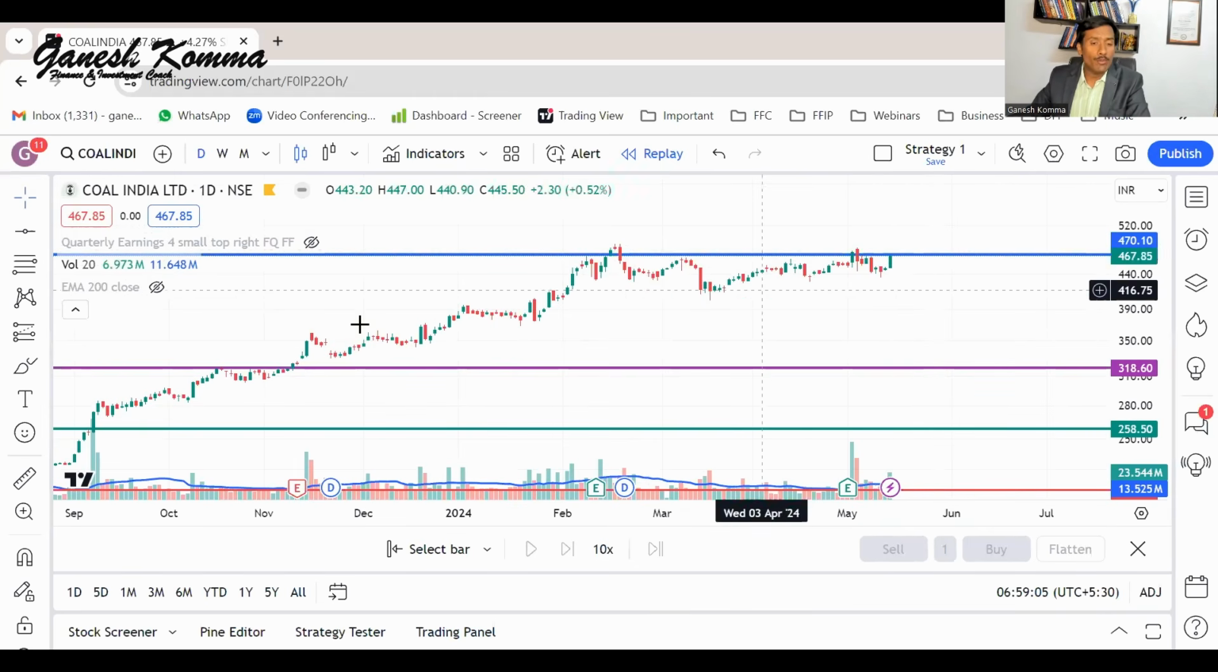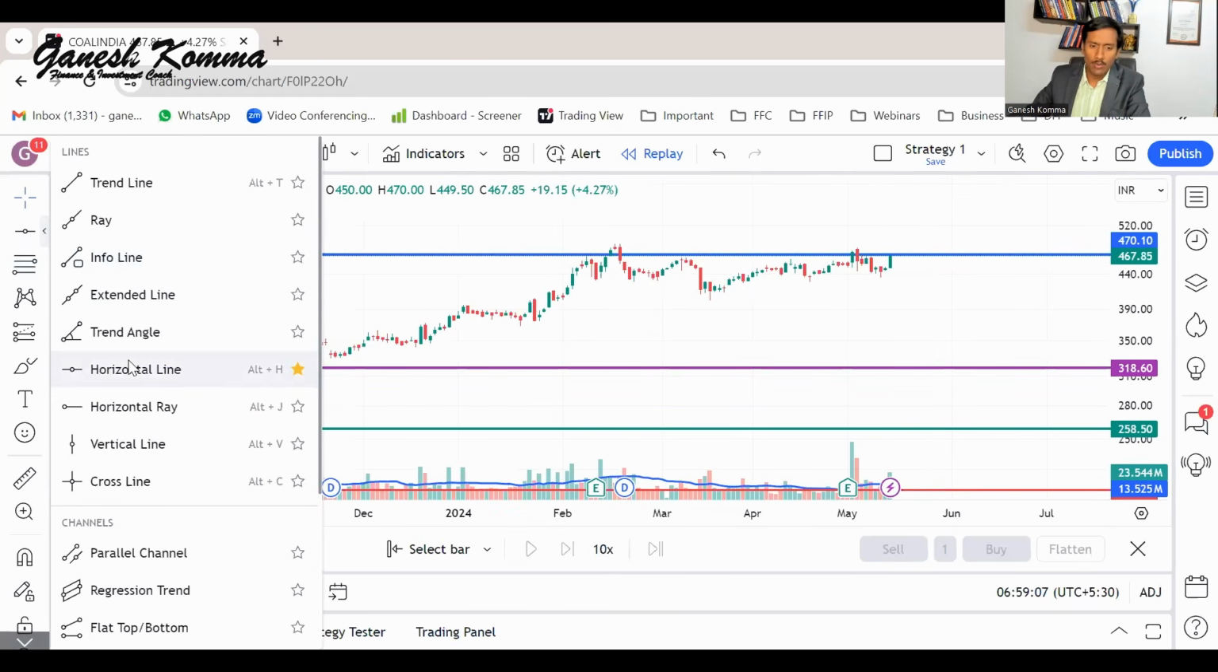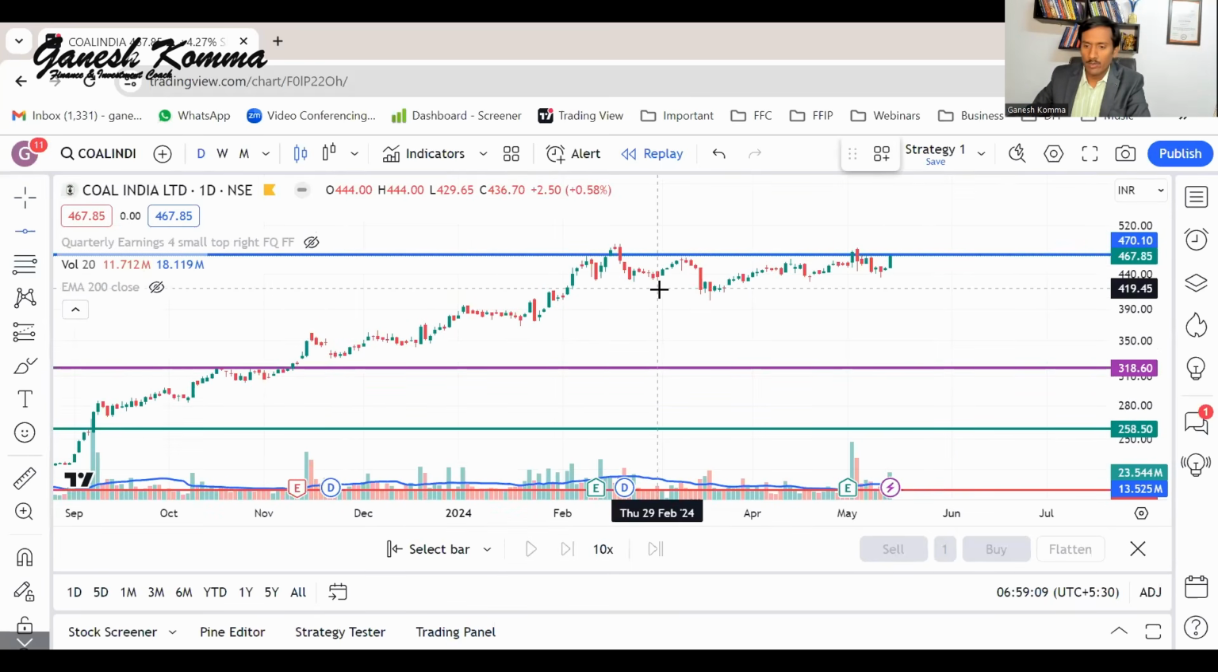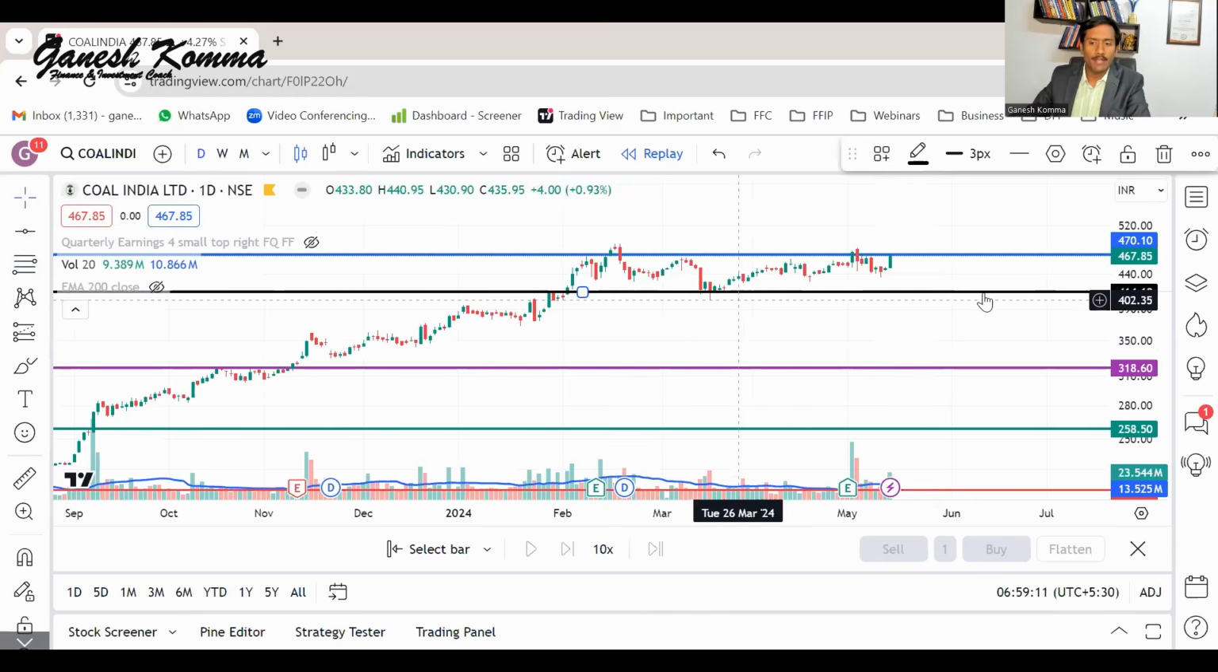And sir, where do I have to be more careful? Draw your support line, go to the horizontal line in your Trendline tools, and if you draw your support line here, which on Jan 24 has connected, and again in March it has connected. If for any reason it is declining, anything below 414 can be more weak.